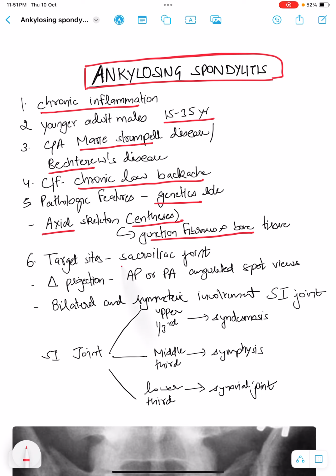The main target site is the sacroiliac joint, and the diagnostic projection is AP or PA angulated spot views. There will be bilateral and symmetric involvement of the SI joint. We need to know that the SI joint contains three types of joint. In the upper part, it is the syndesmosis. In the middle part, it is symphysis, and in the lower third part, it is synovial joint.